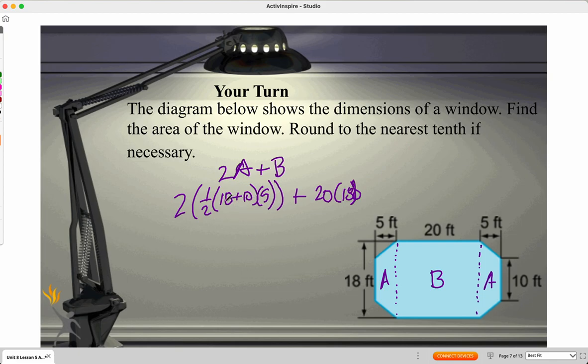10 plus 18 is 28. So 1/2 of that is 14. 14 times 5 is 70. And then 2 times 70 is 140. Plus 2 times 18 is 360. So that shows us that we have 500 square feet. That's a huge window. That's a very, very large window. All right.